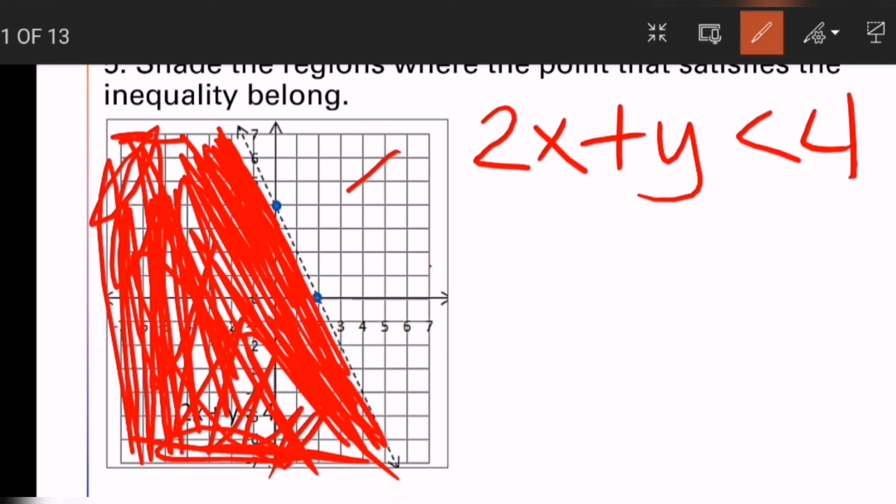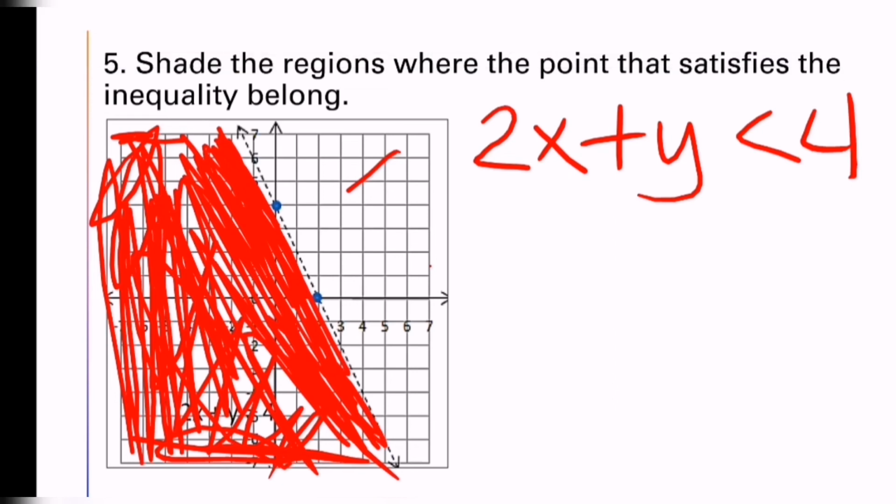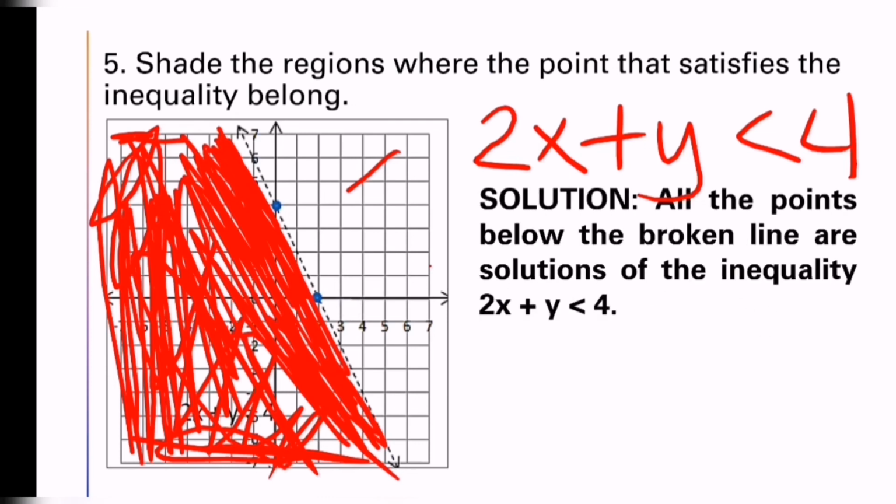That's the difference between the solution ng linear equation sa linear inequality. Kapag linear equation, ang solution mo ay yung lahat ng points na nandoon lamang sa line. Okay? Pero kapag linear inequality, ang solution mo ay lahat ng shaded region kasama yung line kung solid ito or hindi kasama yung line kapag broken ito. So in this case, the solution of 2x plus y less than 4 are all the points below the broken line. Okay, so that is the solution for 2x plus y less than 4.